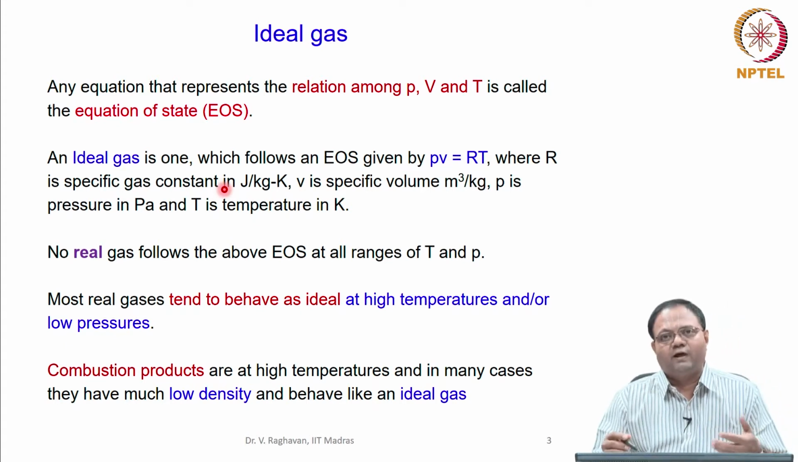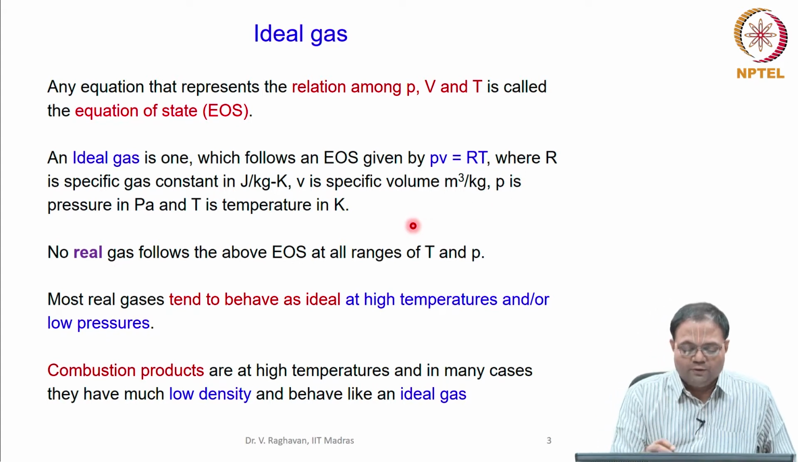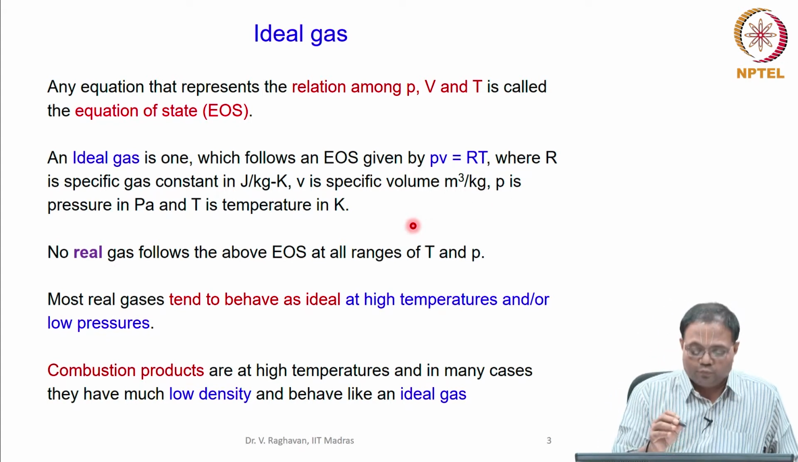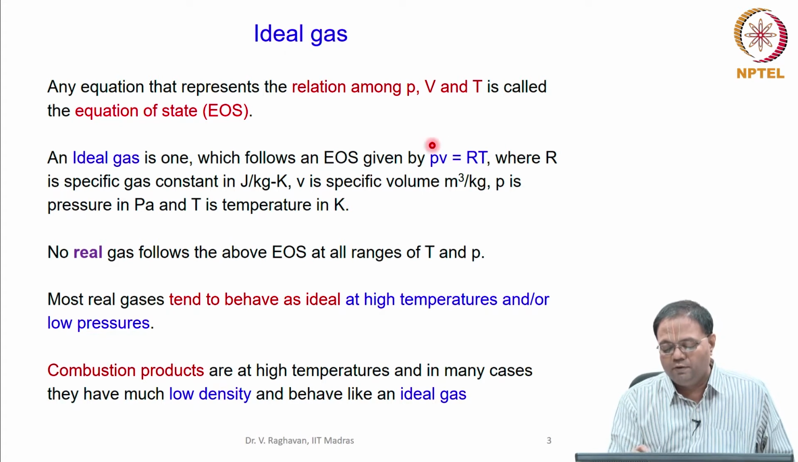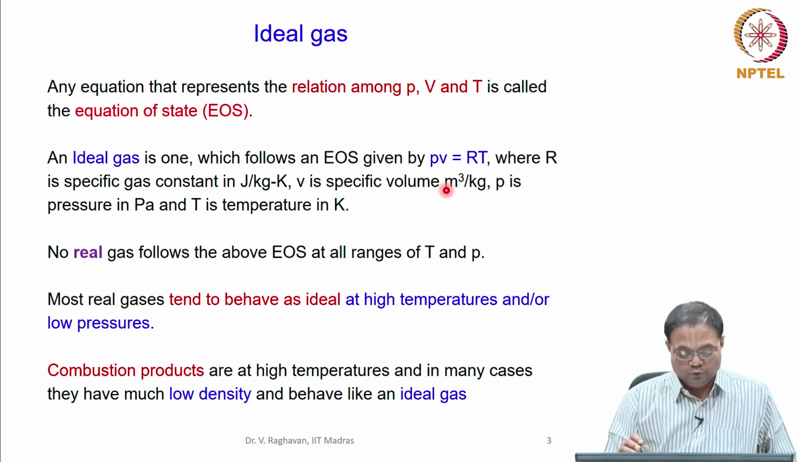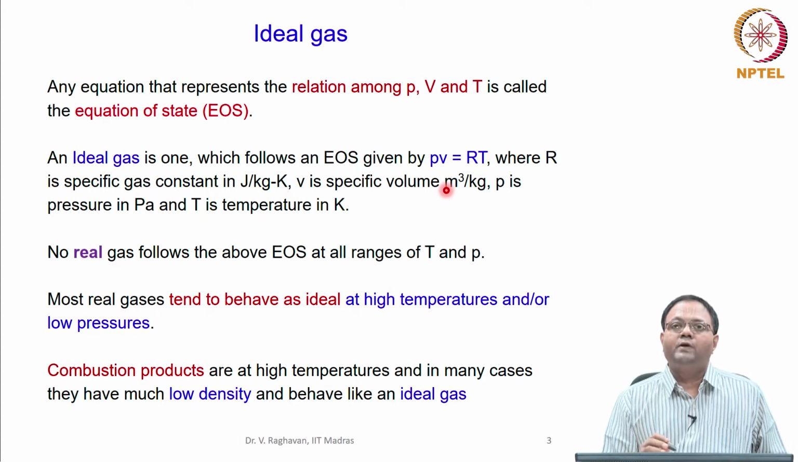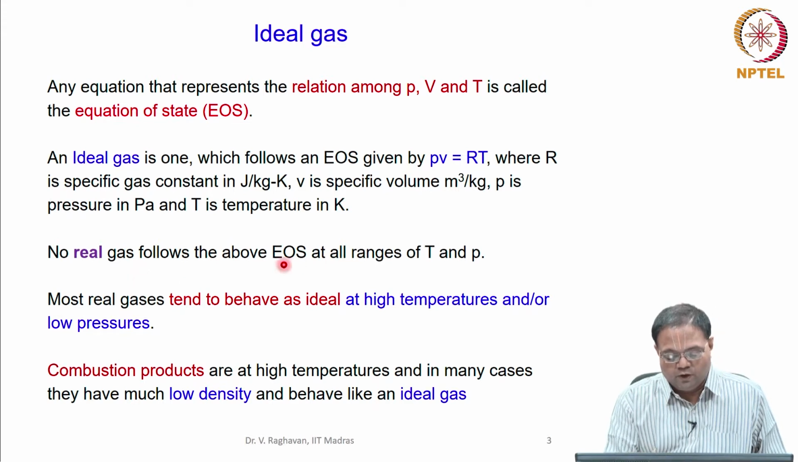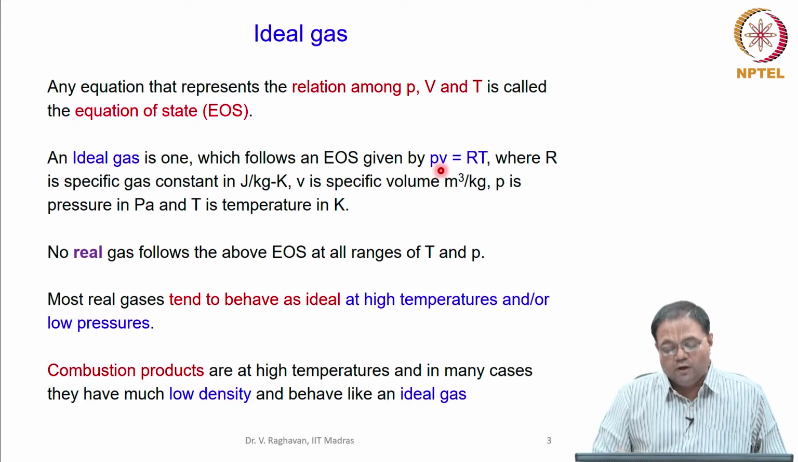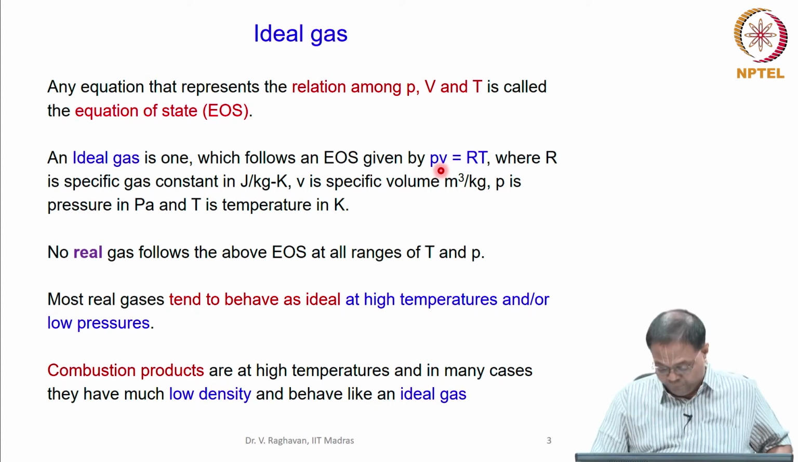We can write this equation in several other ways, but the main content here is that when a gas behaves like an ideal gas, then this simple PVT relationship holds good. But in general, no gas is going to be a perfect ideal gas. So no real gas will follow the above equation of state in all ranges of temperature and pressure. Only under certain conditions will it behave like an ideal gas.